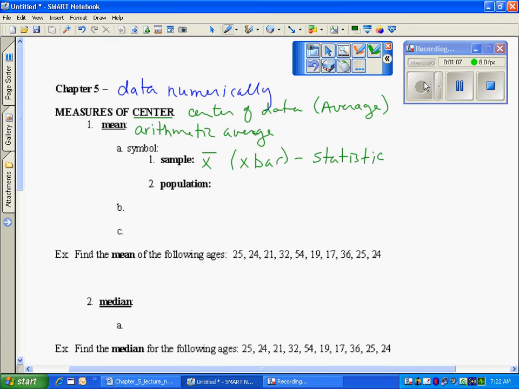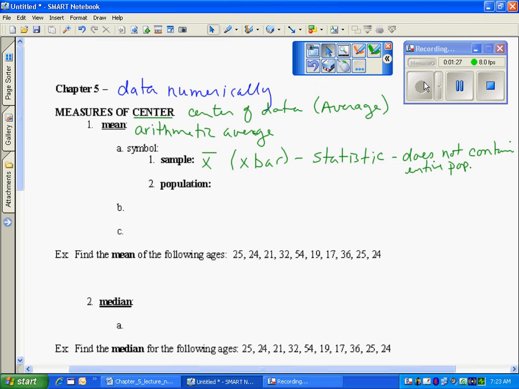And a statistic does not contain the entire population. So your average, or x bar, might be different than mine if we have different samples.